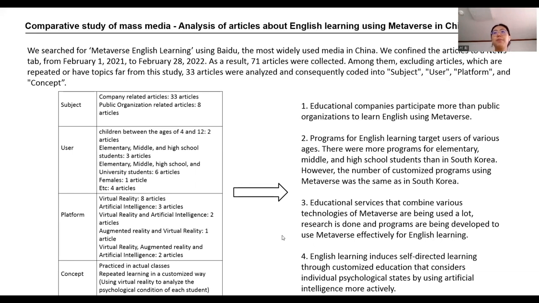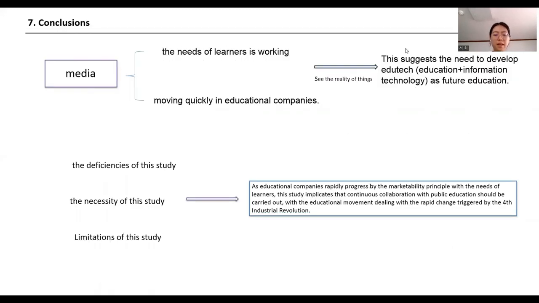Research is done and programs are being developed to use metaverse effectively for English learning. Also, English learning induces self-directed learning through customized education that considers individual psychological states by using artificial intelligence more actively. Finally, after a series of analysis and research, we came to the part of conclusions. Our study compares the current situation of English learning using metaverse in South Korea and China.